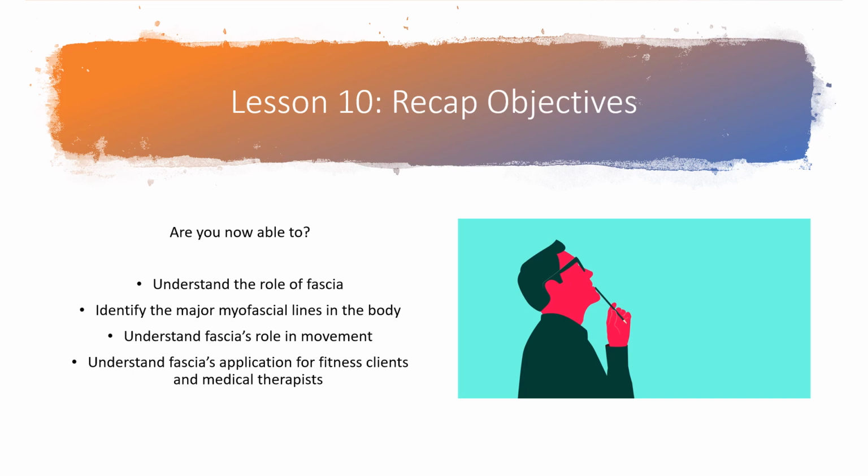Okay, to recap the objectives for this lesson, are you now able to understand the role of fascia, identify the major myofascial lines in the body, understand fascia's role in movement, and understand fascia's application for fitness clients and medical therapists? So hopefully now you see the value and the importance and the potential to apply this knowledge to a client. And if you get this right, this can really open doors to clients that you would otherwise not get, and it will also build better relationships with physios, osteopaths, chiropractors, and people of that ilk, because they'll be able to trust you more that you have better anatomy knowledge than the average PT.